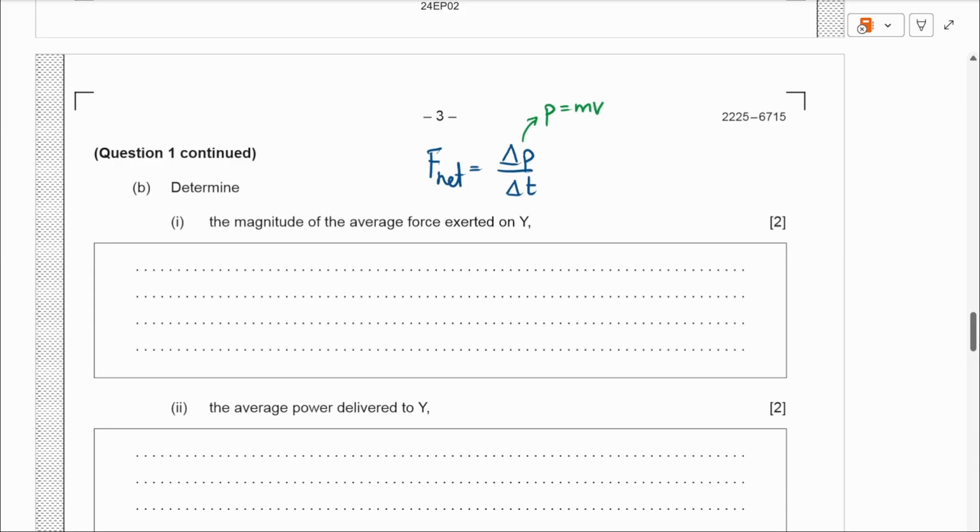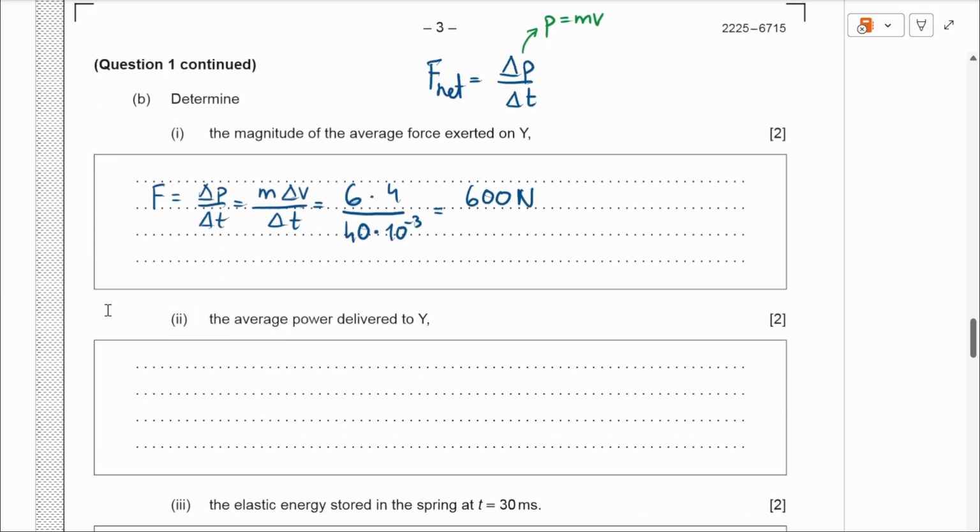So the force is just going to be delta P over delta T, which is mass times delta V divided by delta T. Our mass was 6 kilograms, our change in speed was 4 meters per second, and the time at which the force acted for was 40 milliseconds, so 40 times 10 to the minus 3 seconds, and this will give me 600 newtons.